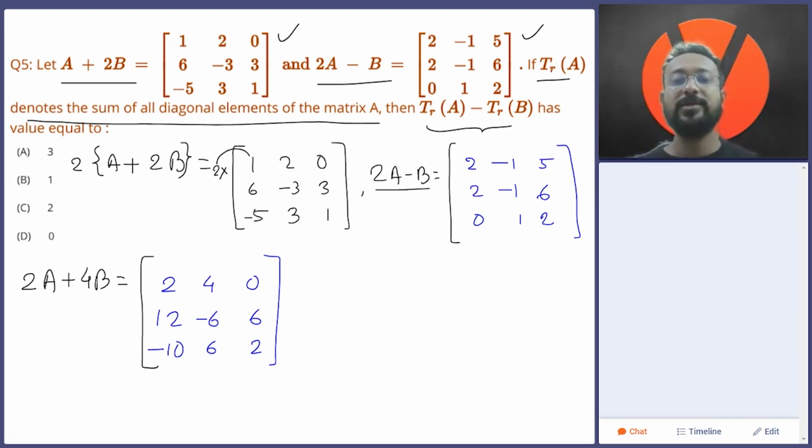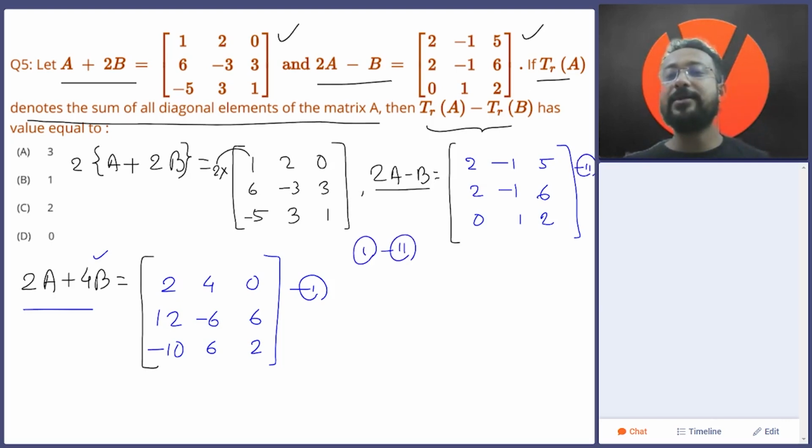Clear? Okay, sir. And here I have 2A minus B. So now I have 2A plus 4B, I have 2A minus B. So I have two matrices. So sir, if I want to cancel, let's say I want to cancel 2A, if I subtract, will it get cancelled? Yes. But sir, remaining 4B minus minus B. Are you getting it now? You can call it equation 1, you can call it equation 2. So 1 minus 2 I am doing.